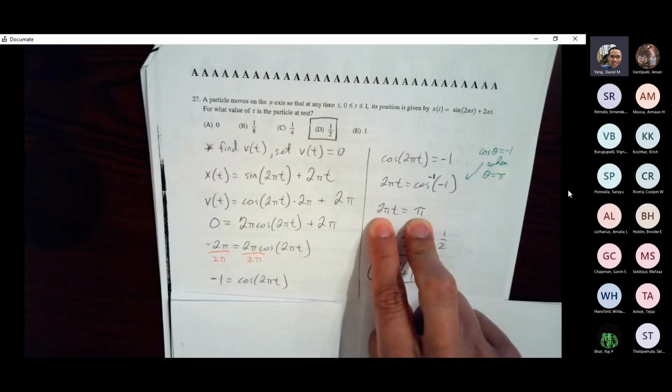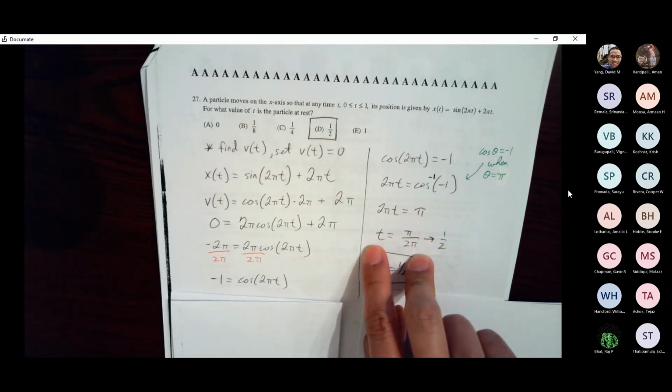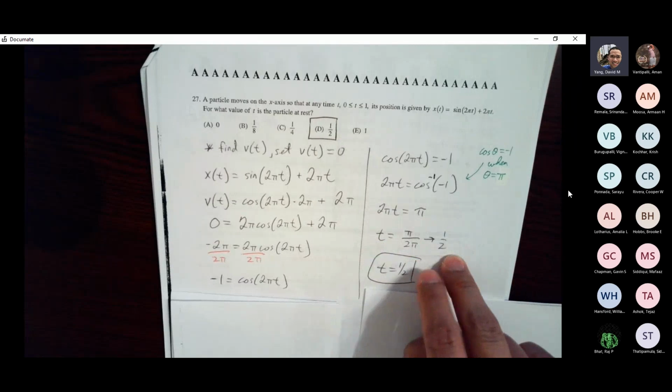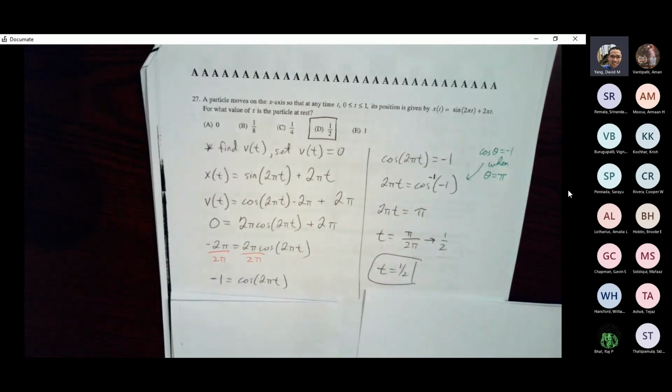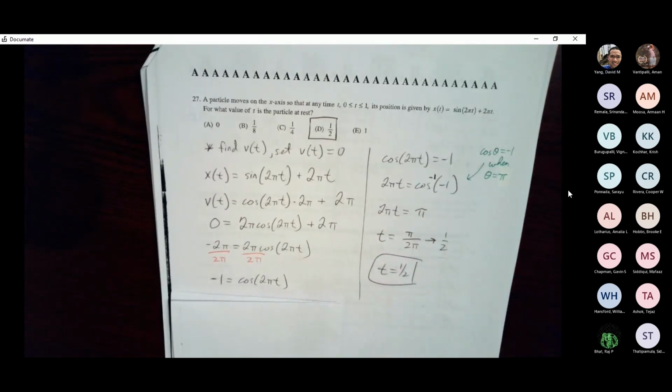And now we can solve for t a lot quicker, a lot easier. Divide both sides by 2 pi. We get t equals pi over 2 pi, which is 1/2. T equals 1/2. Okay, any questions so far?